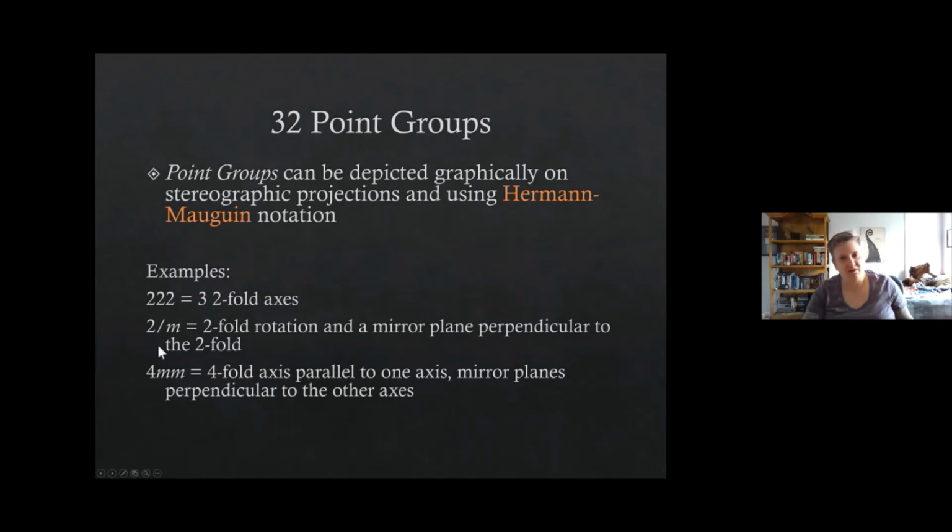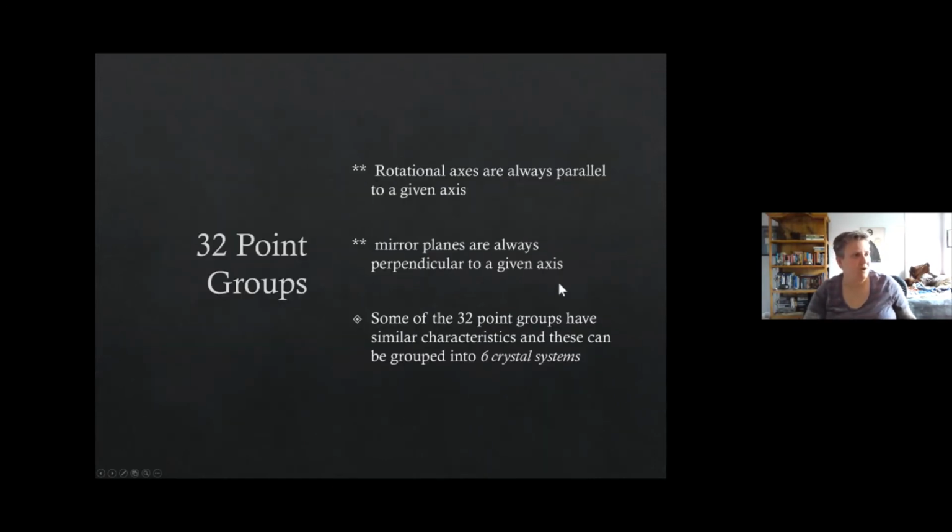And in order to understand this, you have to actually understand what a crystal system is. But just a few points before we go here. Rotational axes are always parallel to an axis. So if you're talking about a 6-fold rotation, it's always going to be parallel to the c-axis. Mirror planes are always perpendicular to that axis. And then we can take those and combine those into what we call the 6 crystal systems.